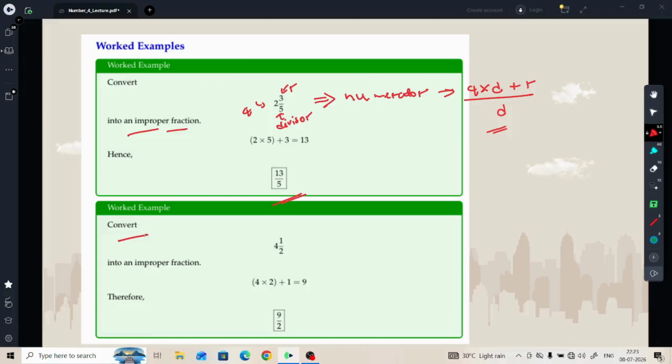Again, if it is about converting 4 1 by 2 into an improper fraction, the things will go as simple as that. 4 times 2, then plus 1 by 2, that means it will be 9 upon 2. That's called an improper fraction. That's how it looks.